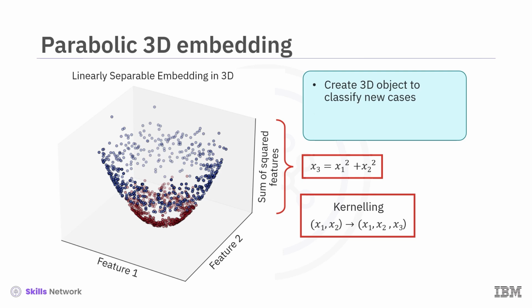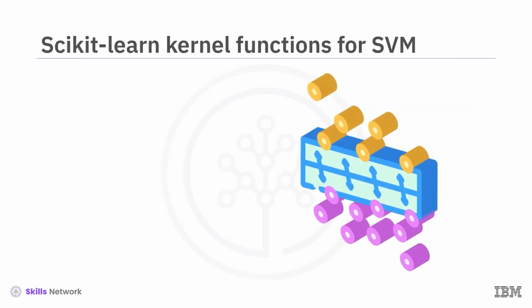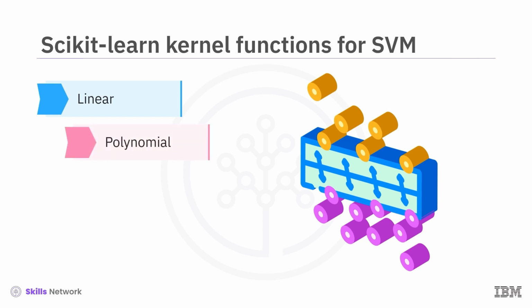below the plane. Mapping data into a higher dimensional space like this is called kerneling, where the kernel is a quadratic polynomial in this case. With real-world data, there is no straightforward way to know which kernel function performs best. Scikit-learn provides you with a choice of kernel functions to use with SVM. A linear kernel is the default and corresponds to the usual SVM model. Parabolic embedding is implemented by choosing the polynomial option.